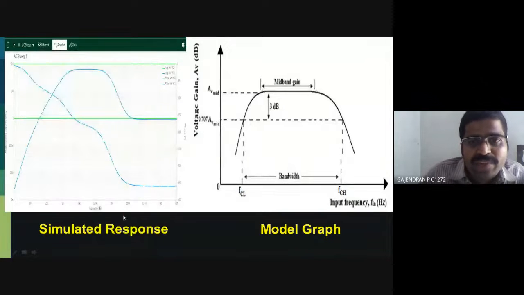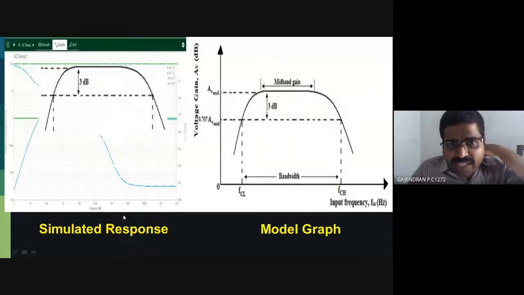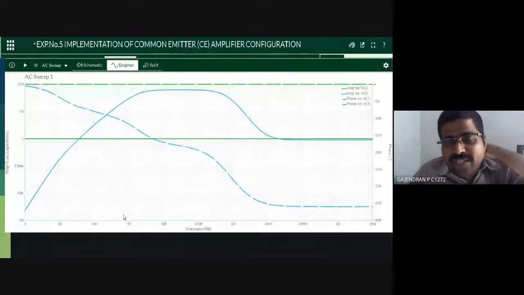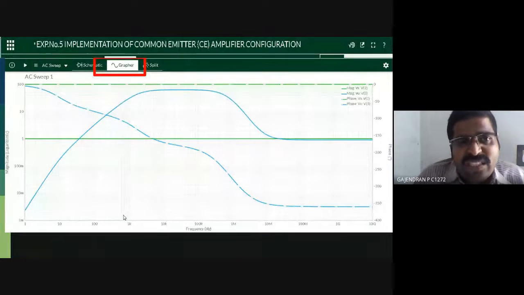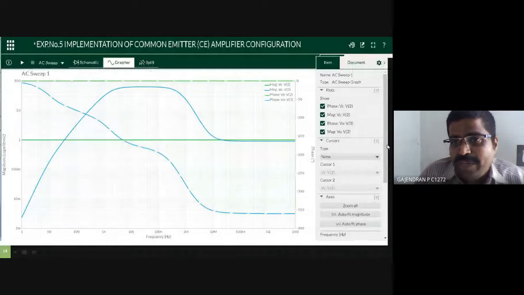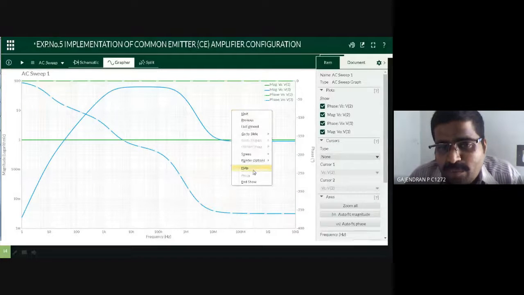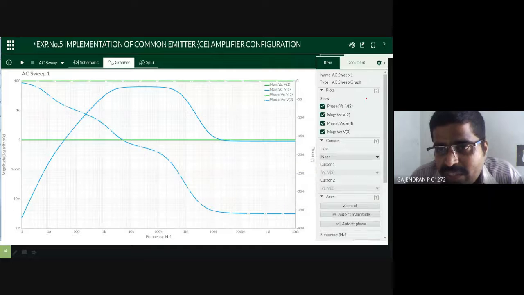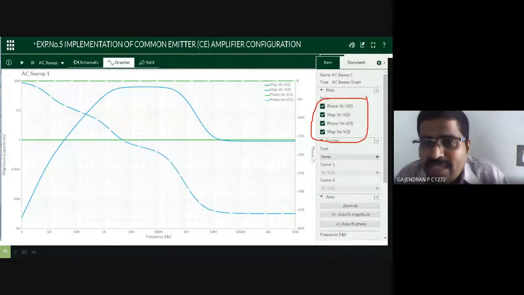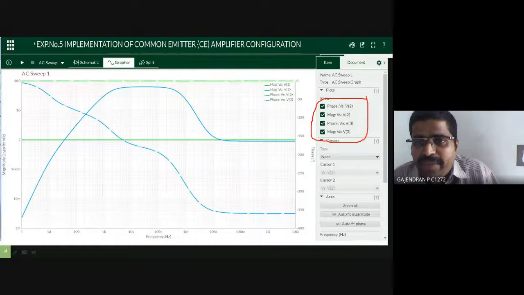How are we going to achieve this? We will see now. Please note down. Go to the grapher, then go to settings. Once you click settings, you will get this menu. Is everyone getting this menu? Whoever is doing the simulation right now, are you getting this menu? Please read and tell me what things appear there.